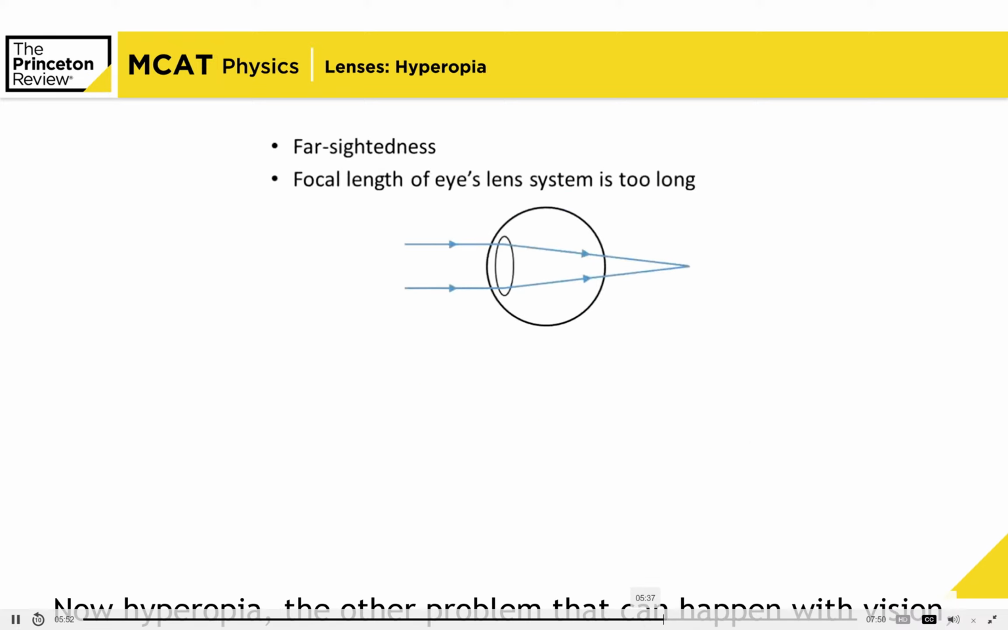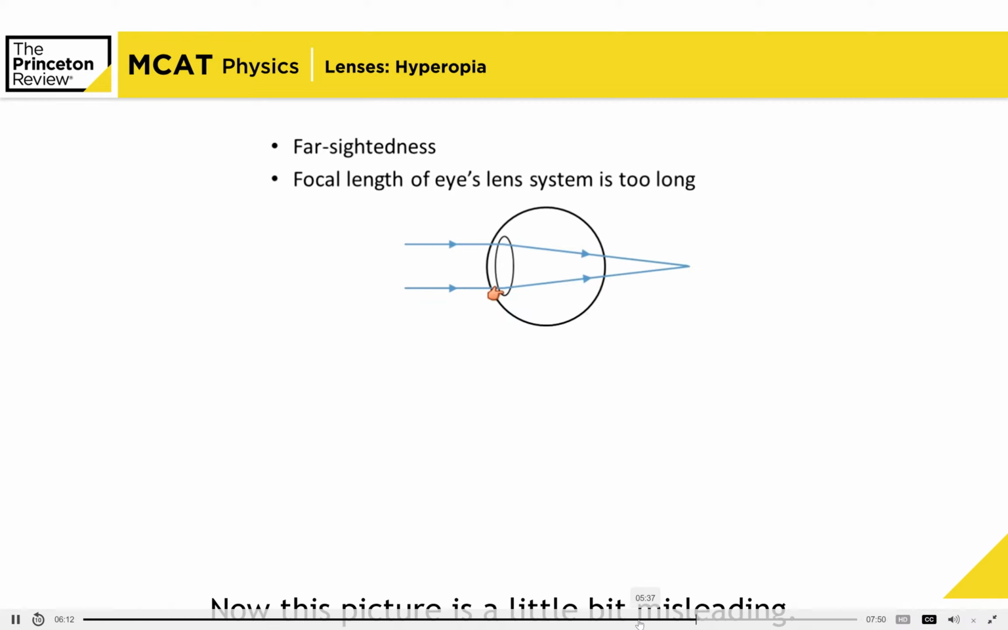Now, hyperopia, the other problem that can happen with vision, the less common problem, but the one that all people get to some extent as they age, hence the need for reading glasses as you get older, is farsightedness. And that basically means that light coming in from close-up objects is focused insufficiently, so that it comes into focus behind the retina.